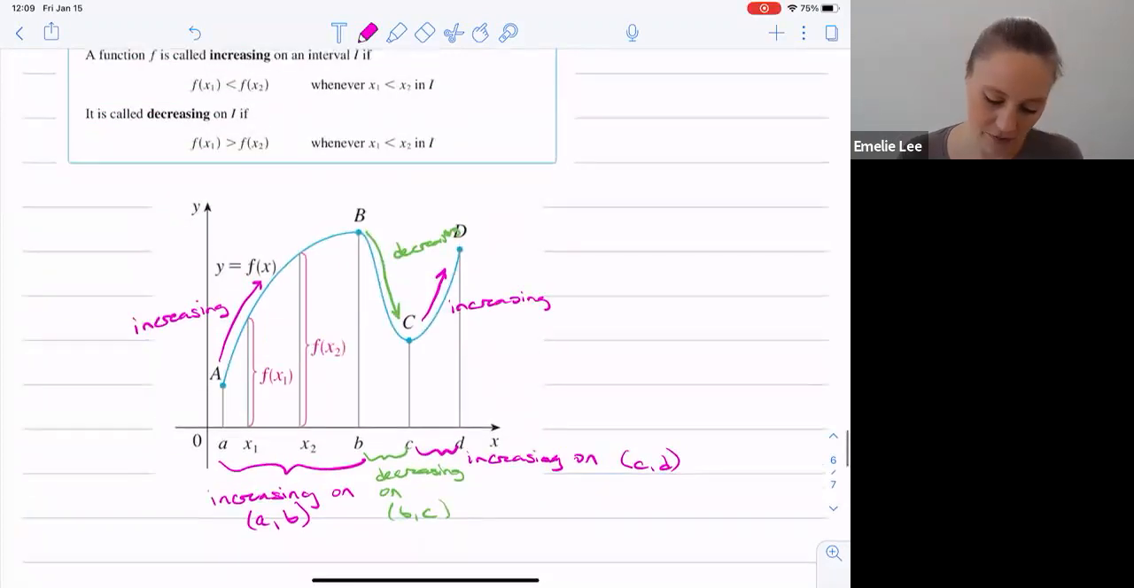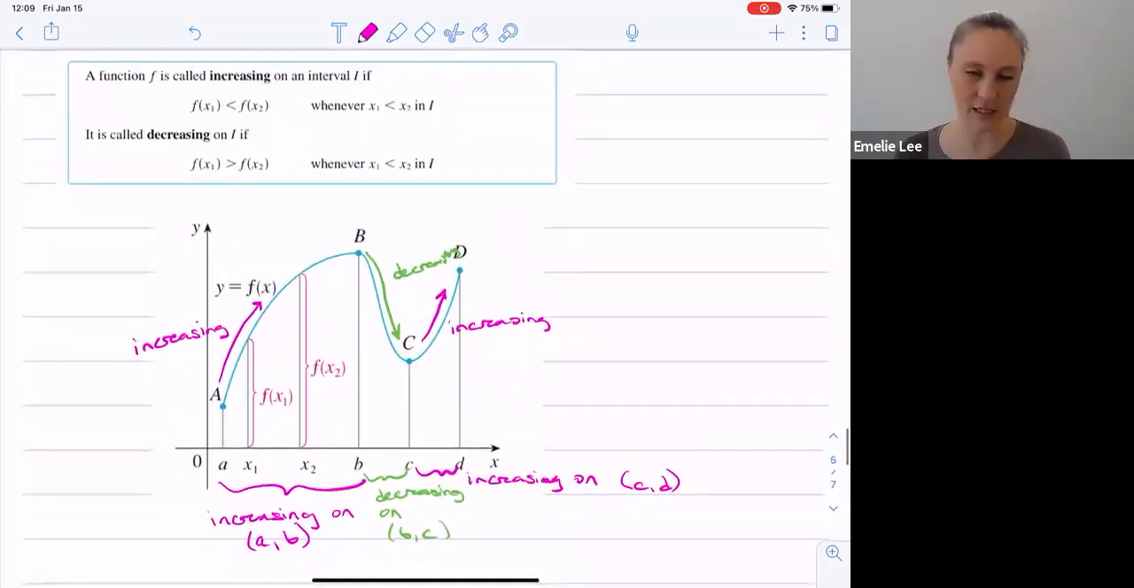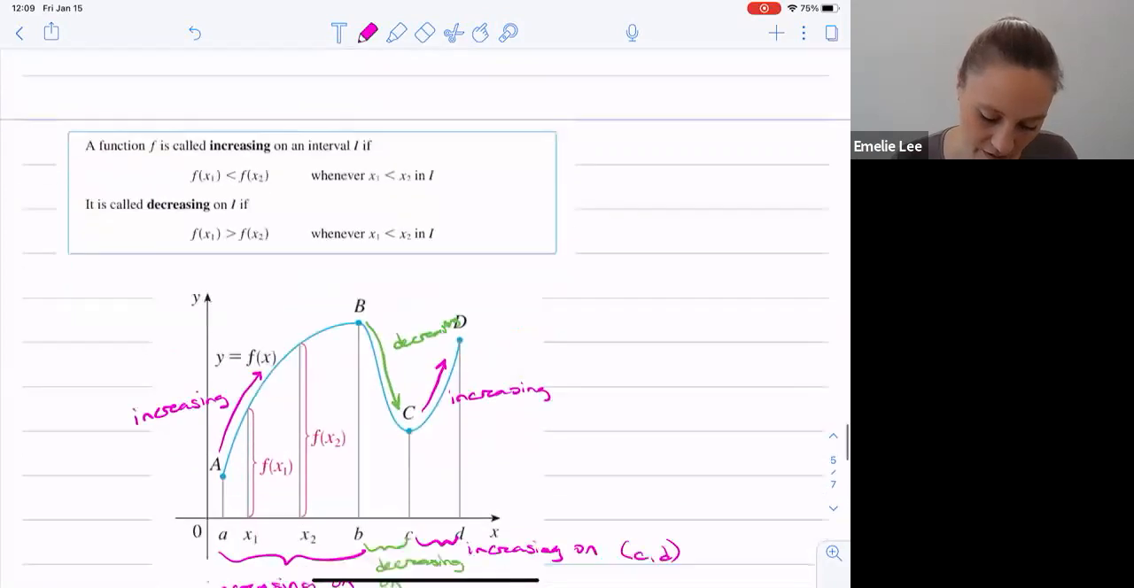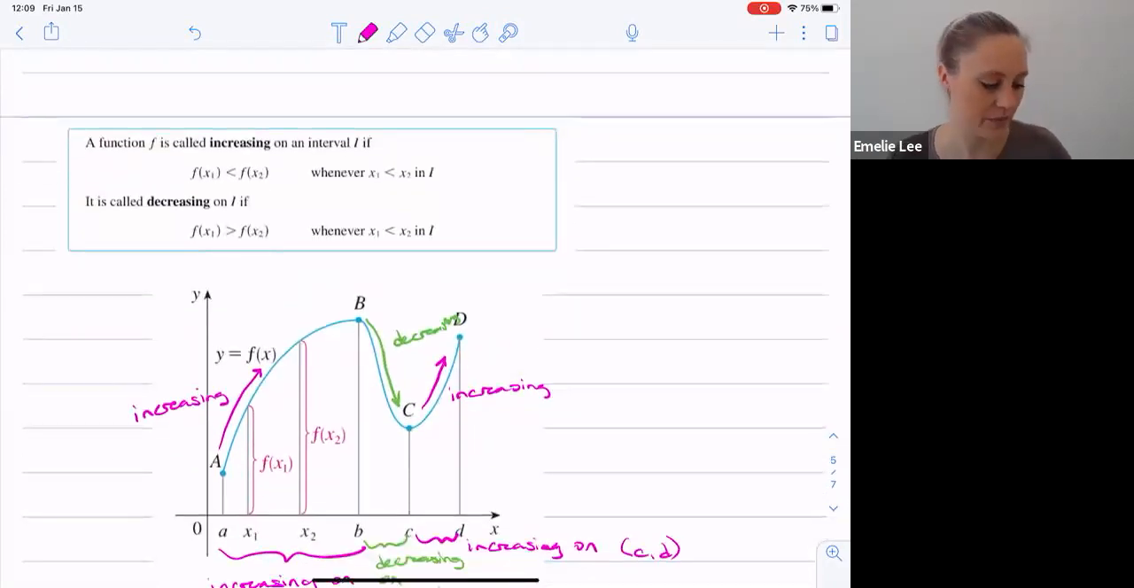So that's increasing and decreasing. Given a graph, you should be able to identify the regions where it's increasing and decreasing. And then we'll talk more about it later in the course. All right. So 1.1, heavy hitter, okay.